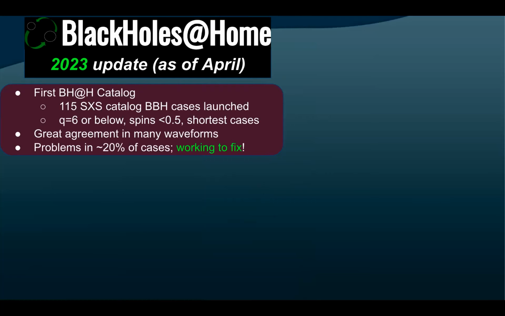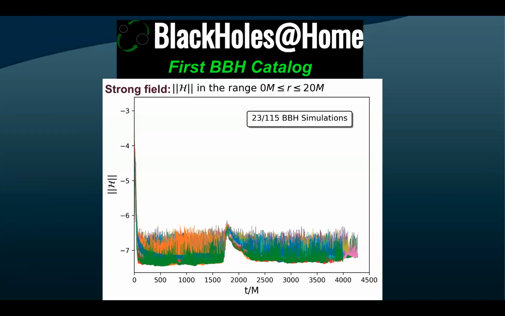But there's a big problem. About 20% of the cases, we'll see what happens. I'm working to fix this problem right now. Next slide. So the problem is not in the strong field region. Here I'm just plotting 23 out of 115 binary black hole evolutions. This is the log base 10 of the average Hamiltonian constraint violation per grid point. This is a proxy for numerical error. And you can see it's around 10 to the minus 7 or so. That's very good. Next slide.